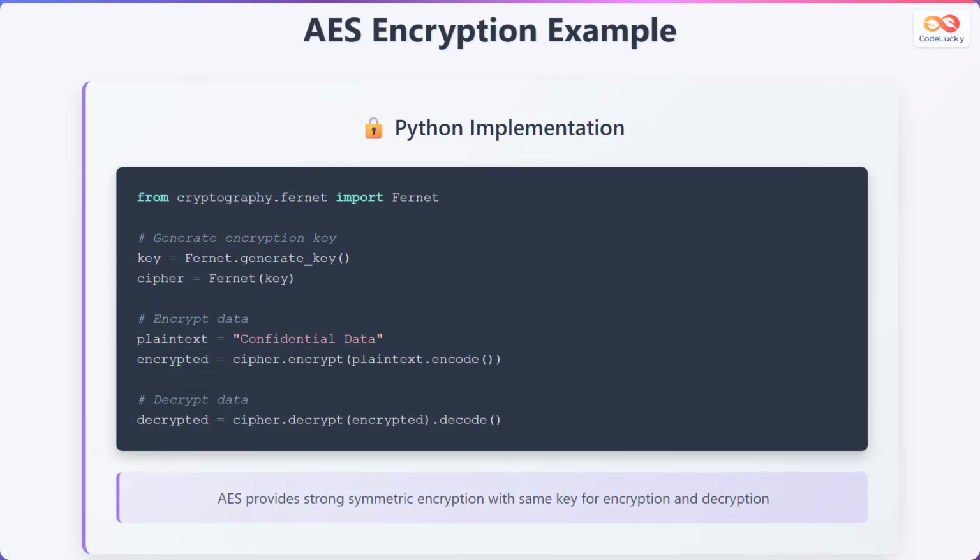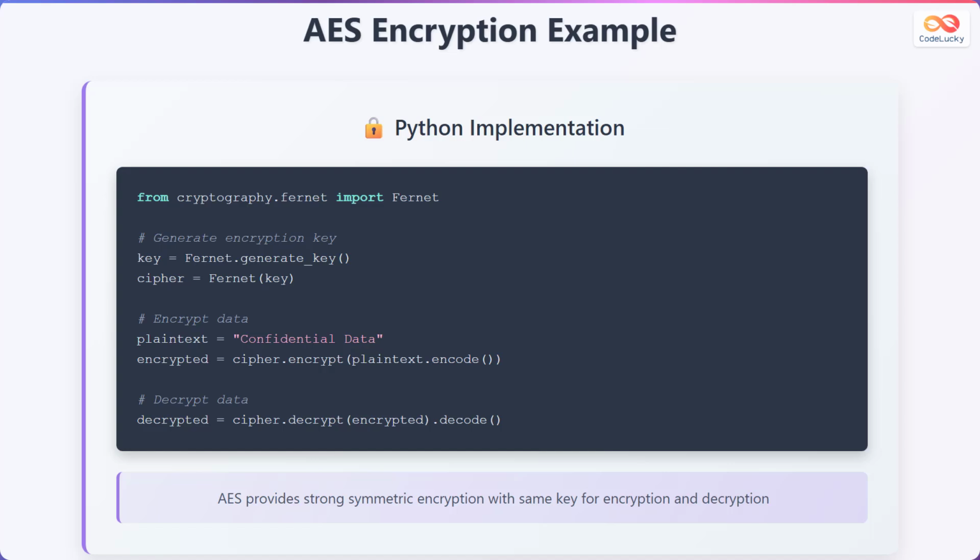Advanced Encryption Standard, or AES, is the gold standard for symmetric encryption. The Python implementation demonstrates the practical application of AES using the Fernet library from the cryptography package. The process begins with generating a cryptographically secure key using the fernet.generate_key method. This key serves as both the encryption and decryption key, which is the defining characteristic of symmetric encryption.